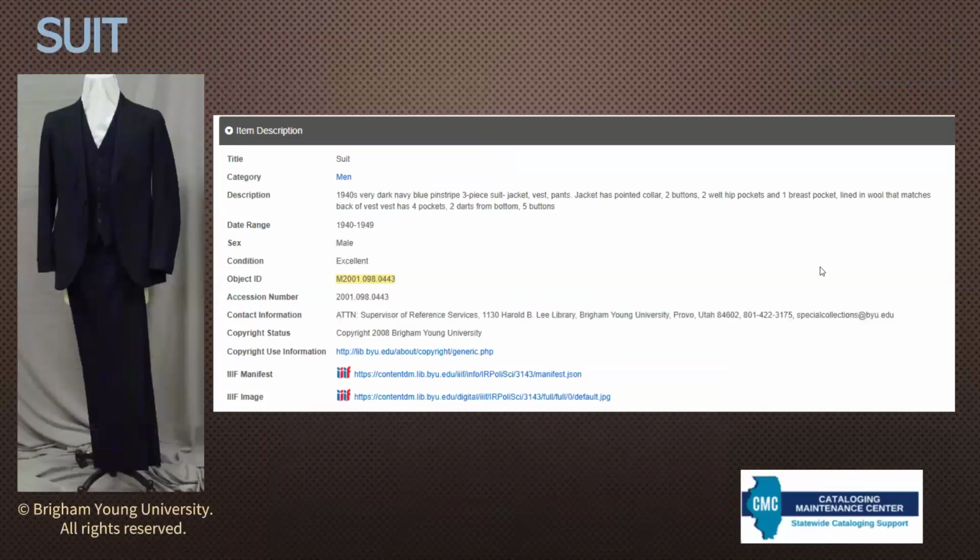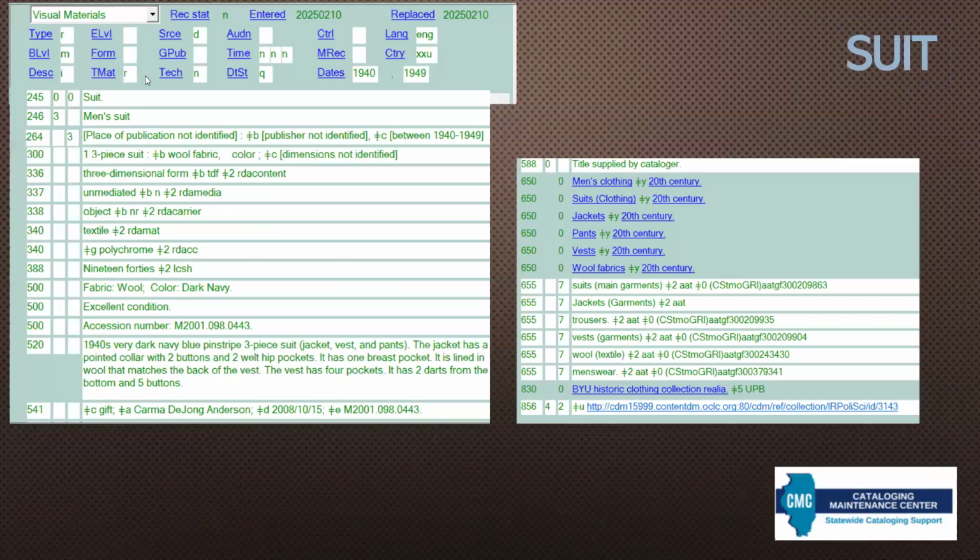Okay, next is the suit. This is really cool. And this one, the condition is excellent. I think the other two were condition fair. But yeah, this is really well preserved. Okay. So looking at this record, for the 340s, you can see textile, and then another 340 for polychrome, and this was made in the 1940s. And this was a gift from Karma DeJong Anderson.